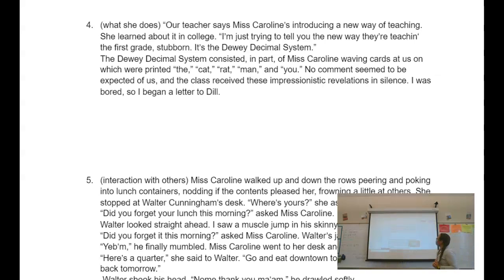It says, our teacher says Miss Caroline's introducing, and this is Jem talking about her, Miss Caroline's introducing a new way of teaching she learned about in college. I'm just trying to tell you all the new ways they're teaching the first grade, stubborn. It's the Dewey Decimal System. The Dewey Decimal System consisted in part of Miss Caroline waving cards at us on which were printed the, cat, rat, man, you. No comments seemed to be expected of us, and the class received these impressionistic revelations in silence. I was bored, so I began a letter to Dill.